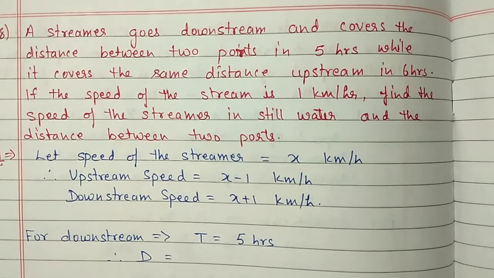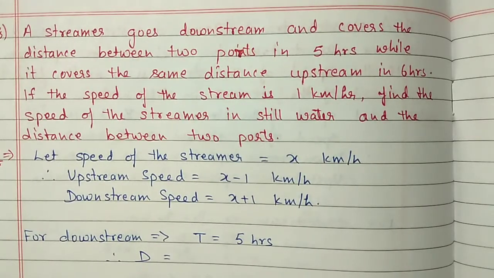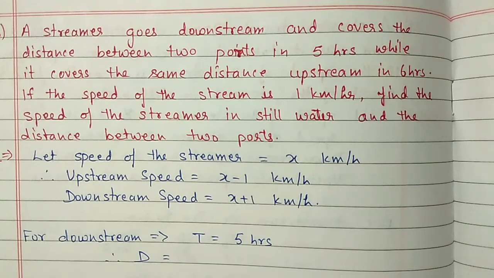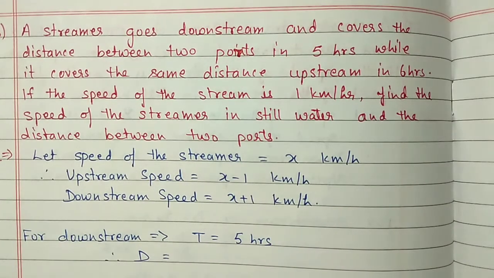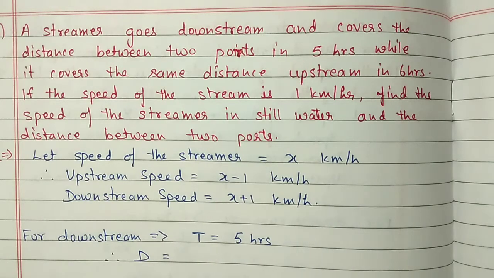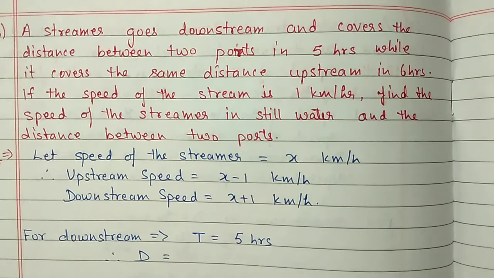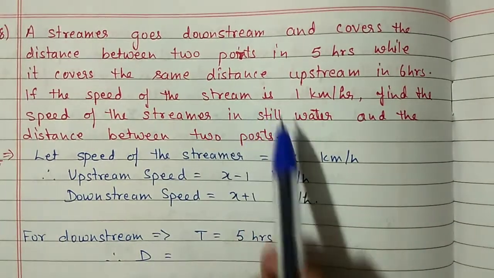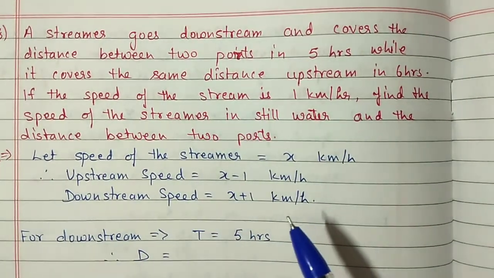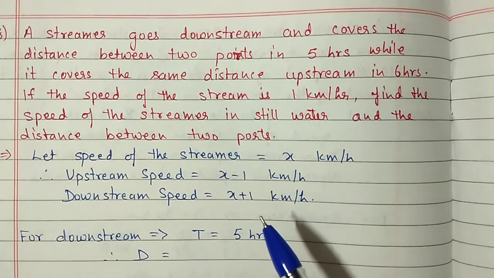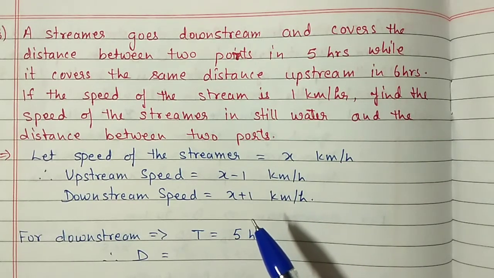Next, question number 28. A steamer goes downstream and covers the distance between two ports in 5 hours, while it covered the same distance upstream in 6 hours. If the speed of the stream is 1 kilometer per hour, find the speed of the steamer in still water and the distance between two ports.